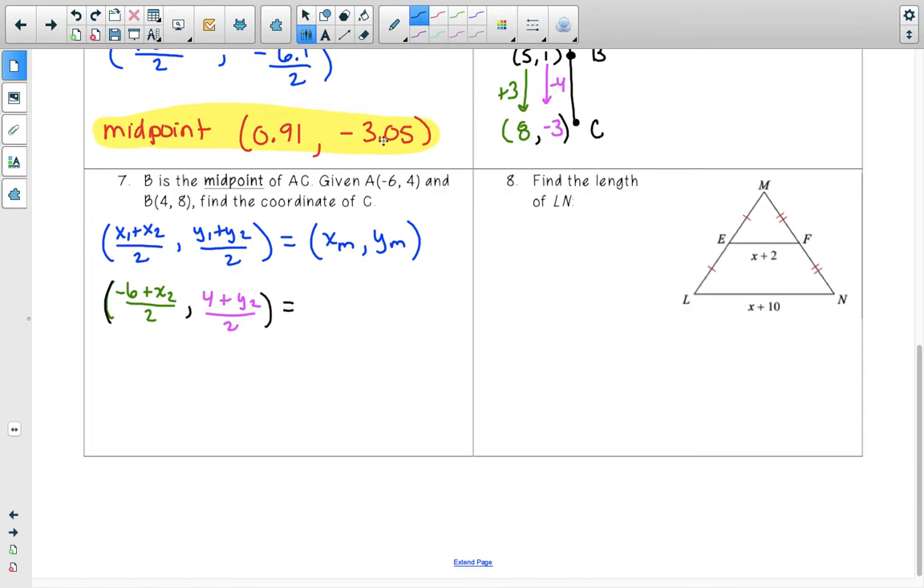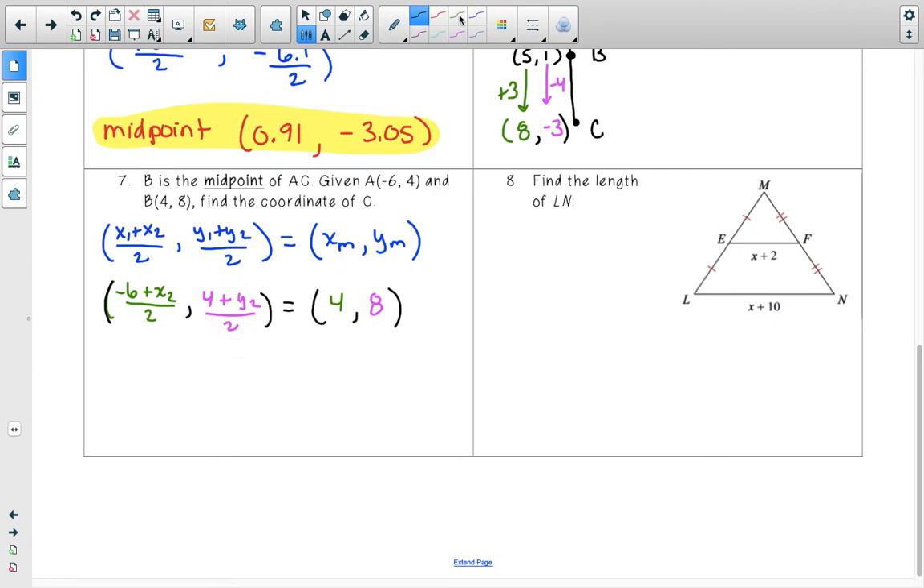This is equal to... I do have the x of the midpoint though. So I have 4 is the x of my midpoint, comma, I do have the y of my midpoint, which was 8. So what I can do is take the x part of my midpoint and set it equal to the x part of the midpoint formula, because this is the formula to find this value.